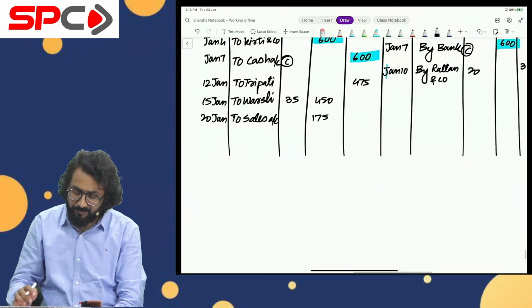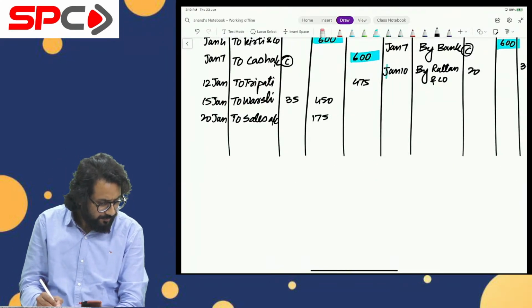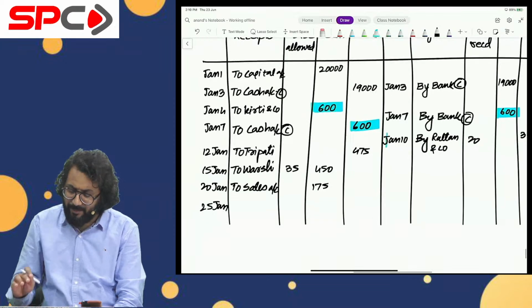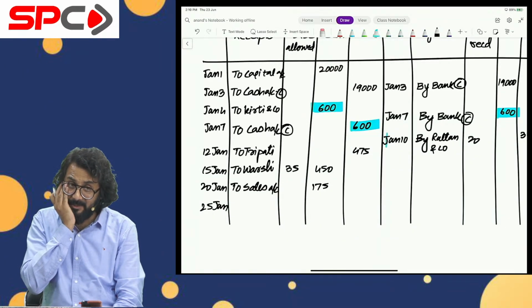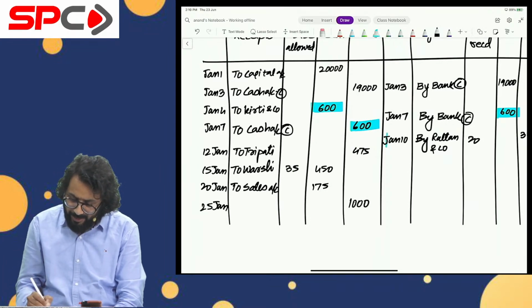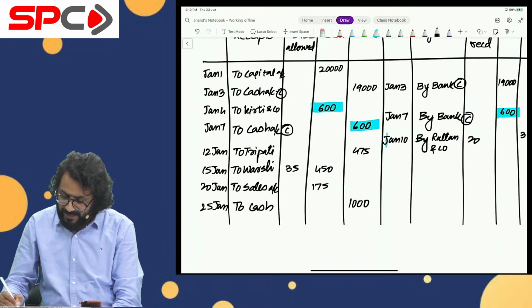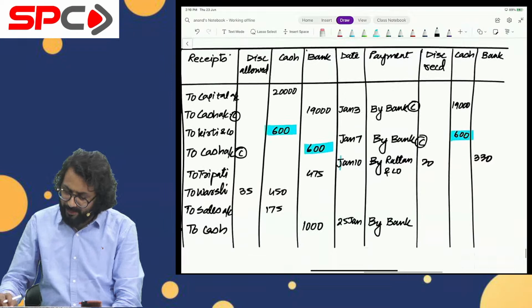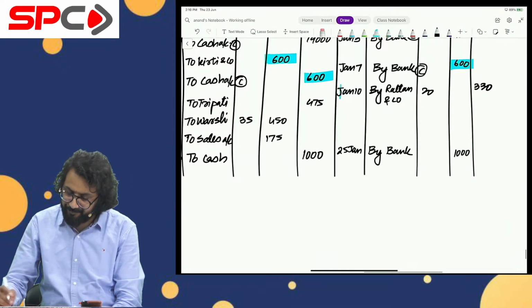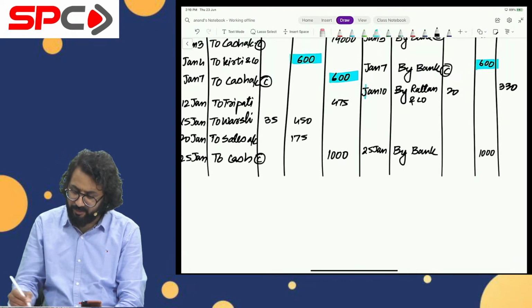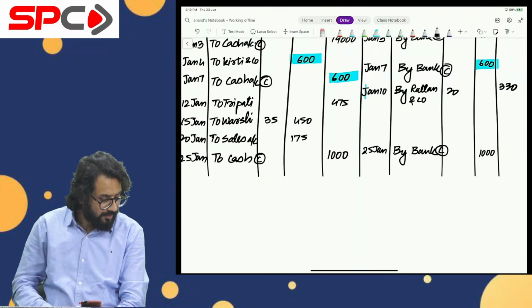So what I am going to do? Considering 25th, I will write down where is the receipt coming, in the bank column or cash column? Where is the receipt, bank or cash? Bank. So in the bank column, can I not write down 1000? And in the bank column, I have to write down the name of what? To cash. And on 25 January, I will write down by bank. And in the cash column, I have to write down, dear students, 1000. Happy? This is the contra entry. Very good, Bitu. Can we go ahead and talk about the next?